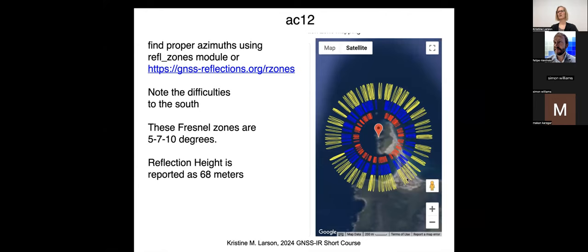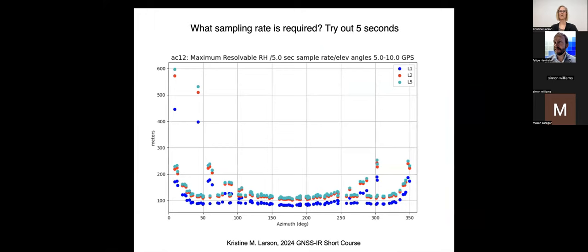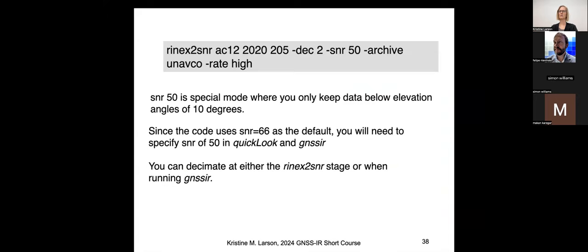When I go to the maximum resolvable reflector height plot, which he already showed, and I'm just trying out 5 seconds, you can see that you'll probably be okay with these L1, but I'm a little conservative, so I went ahead and used 2 second data. When I converted the data, I decided to only use data below 10 degrees. There is an option in RhinoXSNR that allows you to only save the data below 10 degrees, which for a tall site is all you're going to need. And it's going to make all your runs faster if you use it.